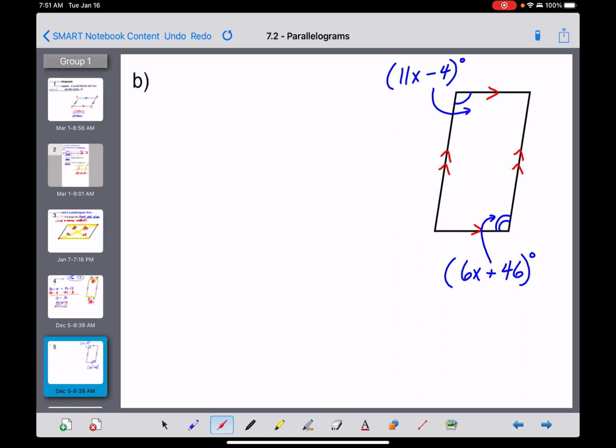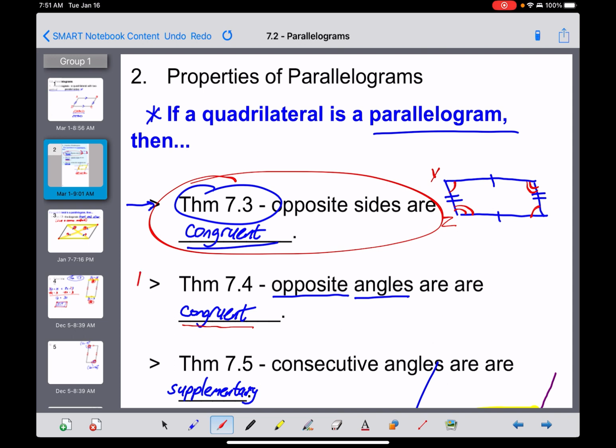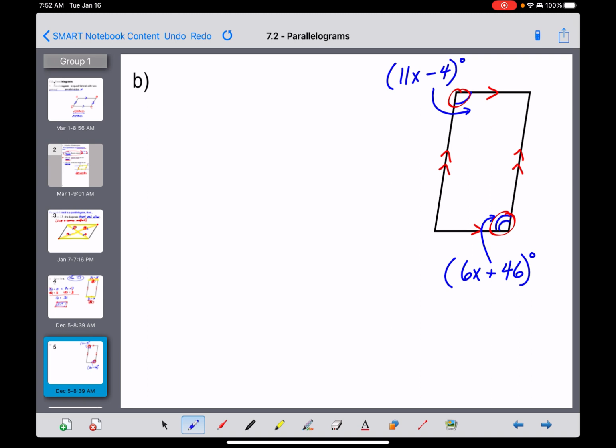But now, instead of sides, we're dealing with angles. One angle up here in the top left and one here in the bottom right. That's what we would call opposite angles. And I do believe we learned a theorem here about opposite angles in a parallelogram. That's Theorem 7.4, which tells me that in a parallelogram, your opposite angles must be congruent. So Theorem 7.4 is what we're going to use in this problem. Opposite angles of a parallelogram must be congruent.